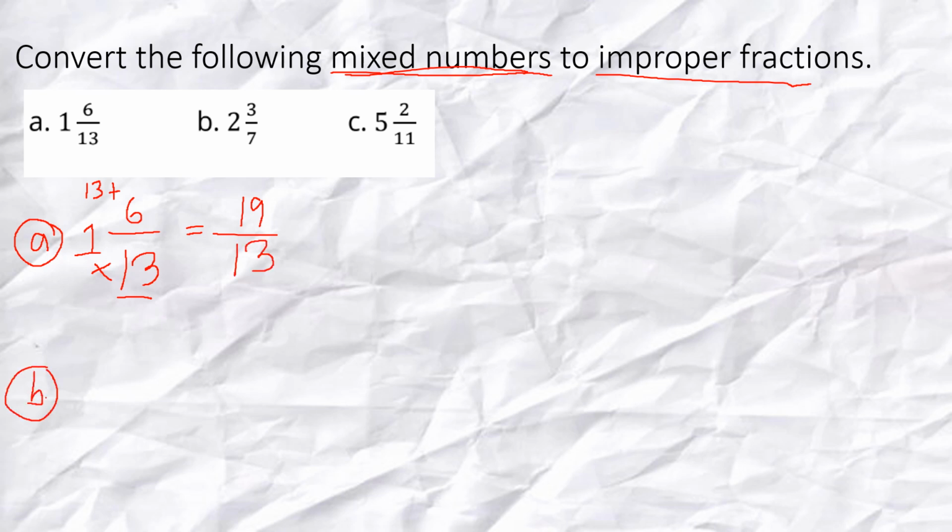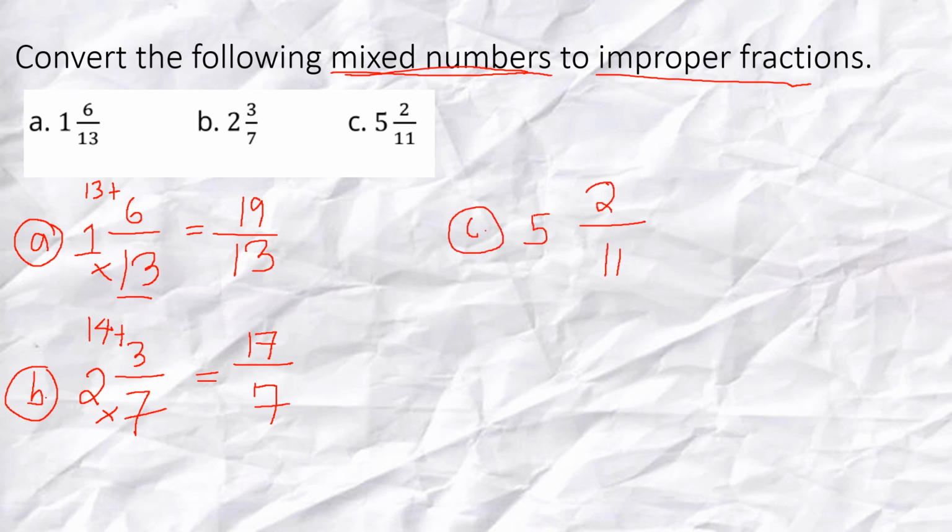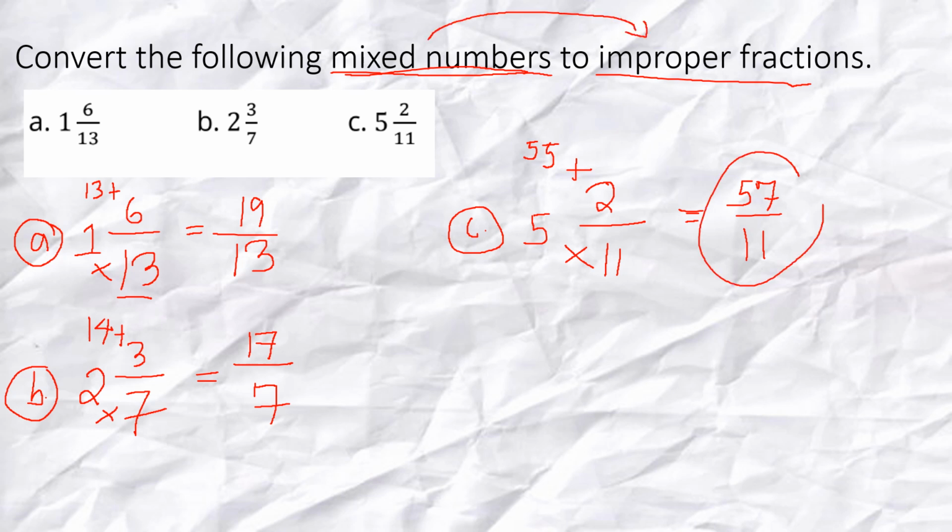Letter B, we have 2 whole and 3 over 7. 7 times 2 is 14. 14 plus 3 is 17. And then copy the denominator, which is 7. Letter C, we have 5 whole and 2 over 11. Multiply again the denominator to your whole number. So 5 times 11 is 55. And then add your answer to your numerator. So the answer is 57. And then just copy your denominator, which is 11. So that is how you convert mixed numbers to improper fractions.